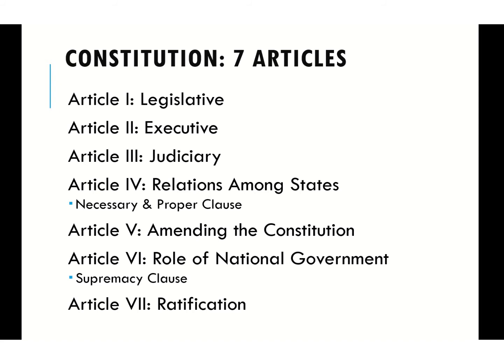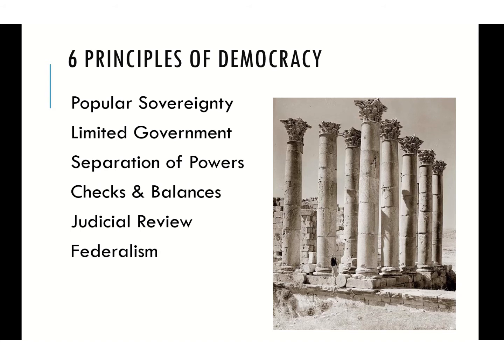Article 6, what was the role of the national government? This is where you're going to find the Supremacy Clause. Very important, showing that once this Constitution is ratified, it will become our national government. And finally, Article 7 was how to ratify this Constitution, what the states needed to do to get this ratified, how the votes were going to happen within Congress.